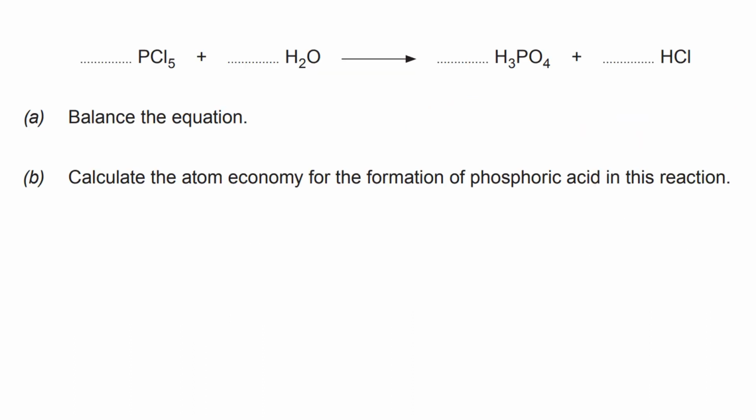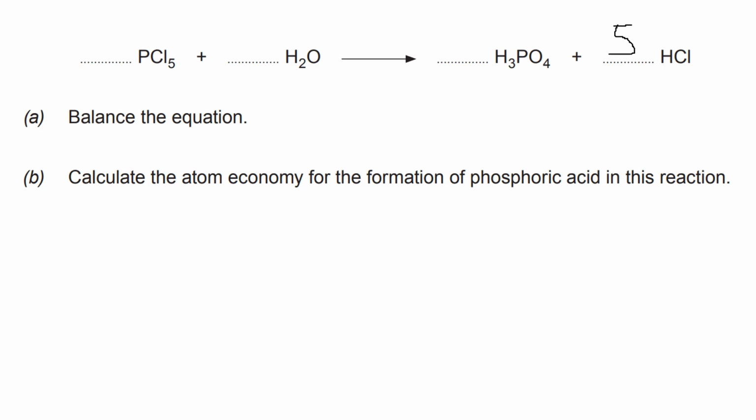And here, this is straight off an exam paper. You had to balance the equation and then calculate the atom economy for the formation of phosphoric acid. Now, phosphoric acid is this one here, H3PO4. So firstly, we need to balance the equation, otherwise we're not going to be able to calculate the atom economy. The best place to start is you've got 5 chlorines here and only 1 here, so we times this by 5. If you don't know what you're doing with regards to balancing equations, I have made a separate video on that on the channel, so please check that out.